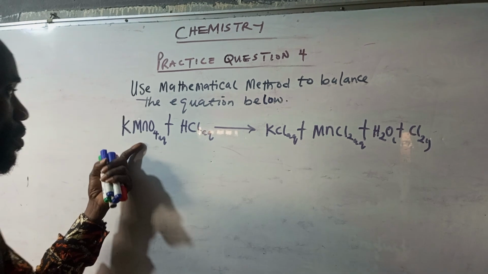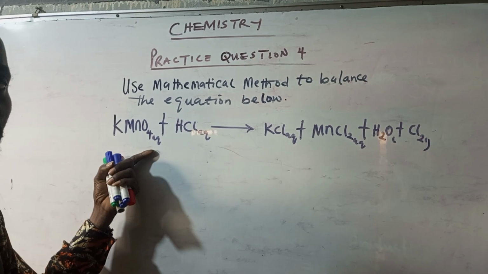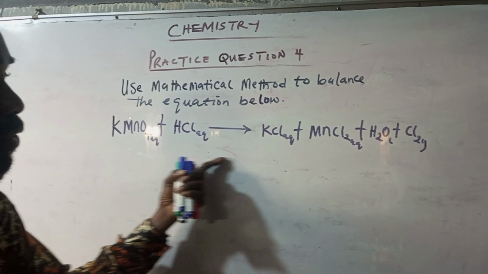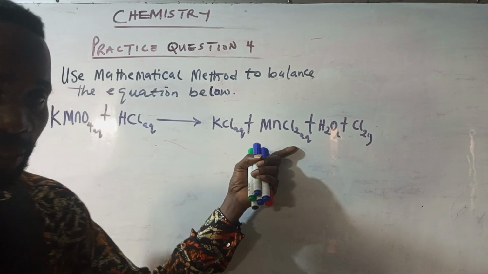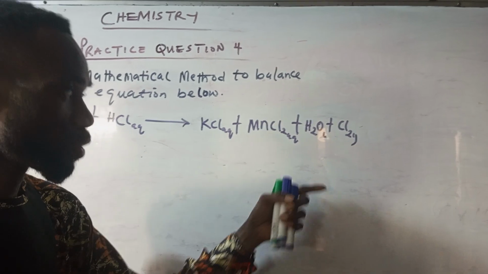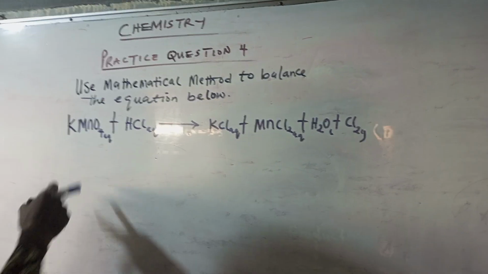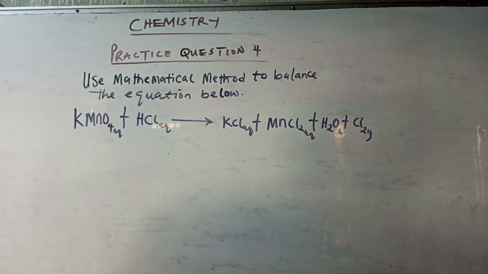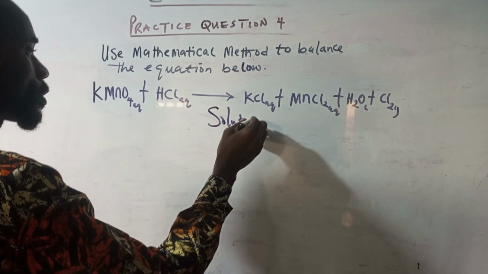Now, in the reaction, potassium tetraoxomanganate(VII) is reacting with hydrochloric acid to give us four products: potassium chloride, manganese(II) chloride, water, and chlorine gas. Now, we are told to balance. If you take a look at it, all the state symbols are properly inputted. Now, to solve this problem, let's start.